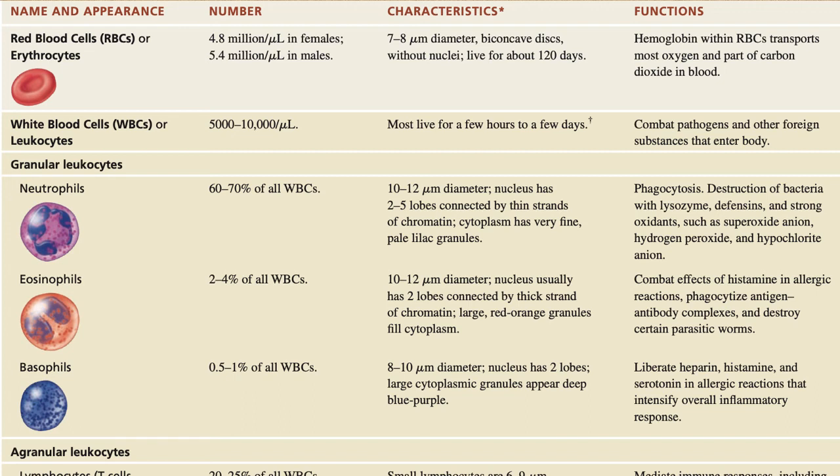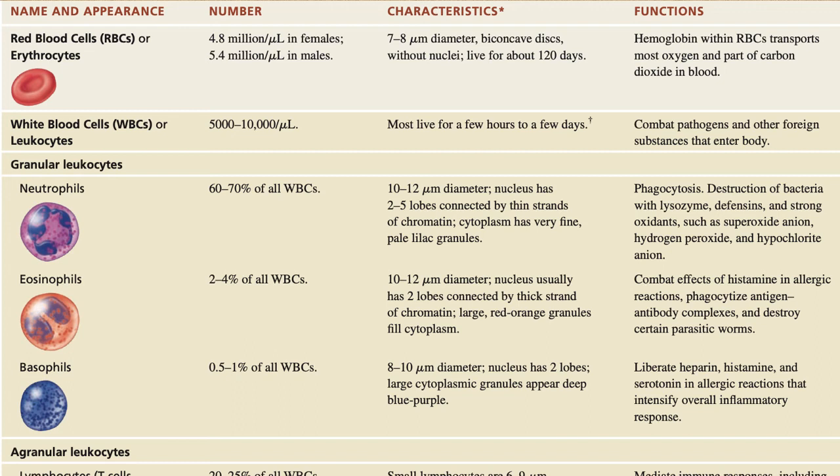Now, let's move on to the white blood cell. For the white blood cell, or WBC, also known as leukocyte, the normal range is from 5,000 to 10,000 per microliter. For the function, the lifespan is only 4 hours or a few days. It really depends. Anyway, for the function, it combats pathogens and other foreign substances that enter the body. That's for the WBC or leukocytes.